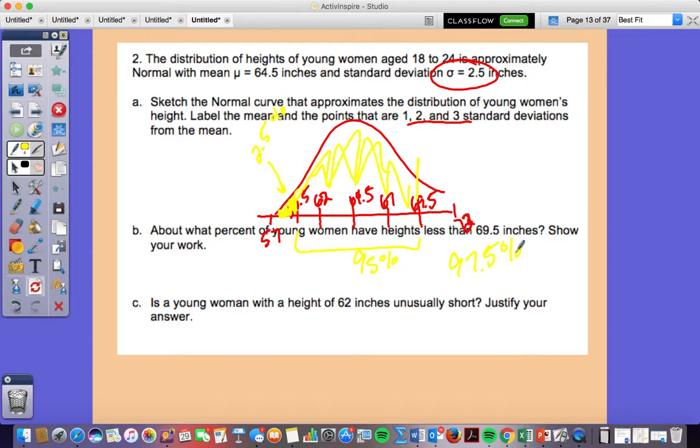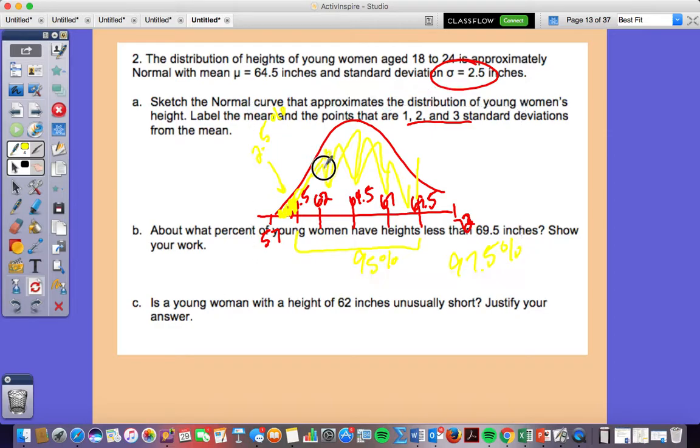C. Is a young woman with a height of 62 inches unusually short, and justify your answer? Fiona. Yes, because she's at 16%. Nice. And how did you get 16? Because the area that is 62 and below is equivalent to 16. So 13.5, 2.35, and 1. Nice, because the middle is the 68th percentile, right? That means you got 32%. Did I do the math right? Good. That means we have 16 to the left and to the right of that, right?